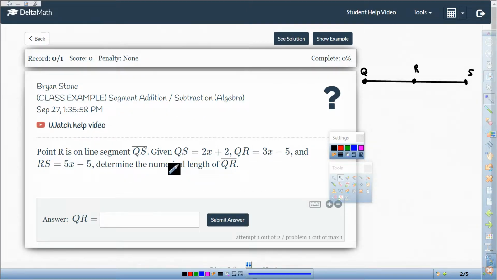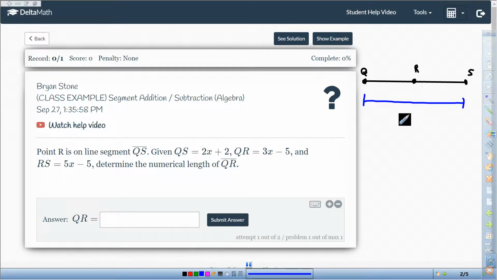Okay, so now first thing they say is QS is 2x plus 2. I can see QS is this entire thing, right? So that whole thing is 2x plus 2. Next thing, QR is 3x minus 5. So right here, 3x minus 5. And RS is 5x minus 5. After you get this drawn out, it is a lot more clear what we need to do.